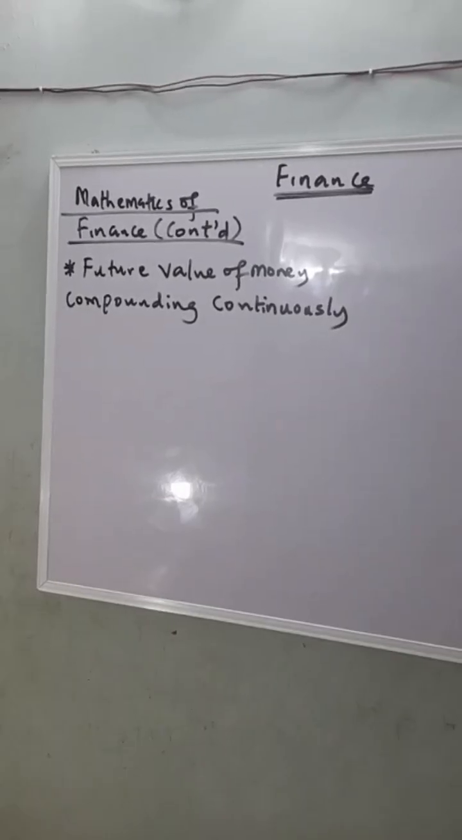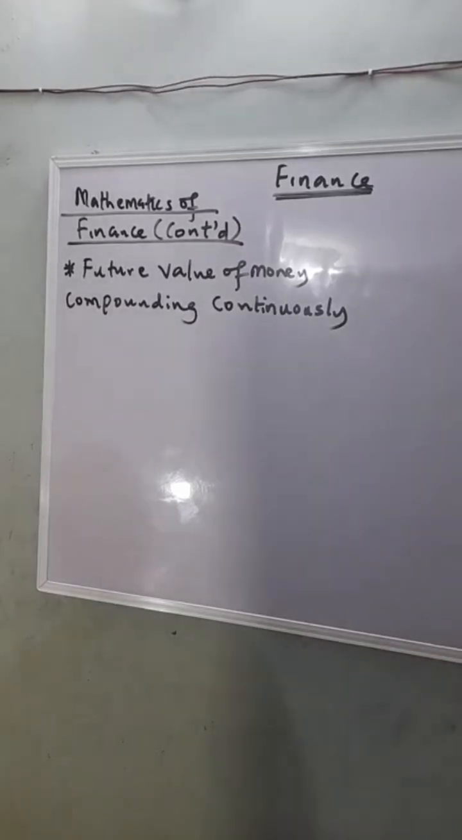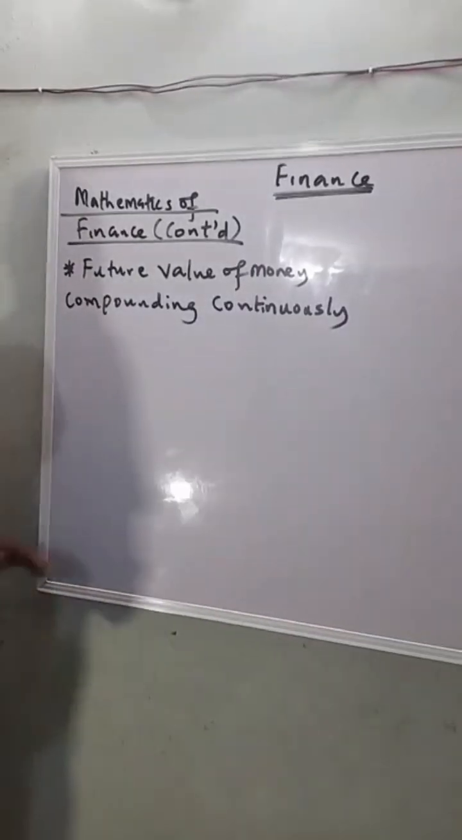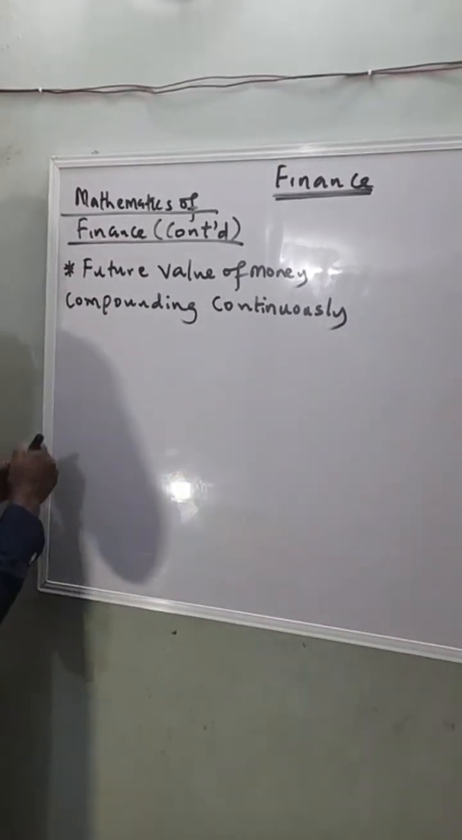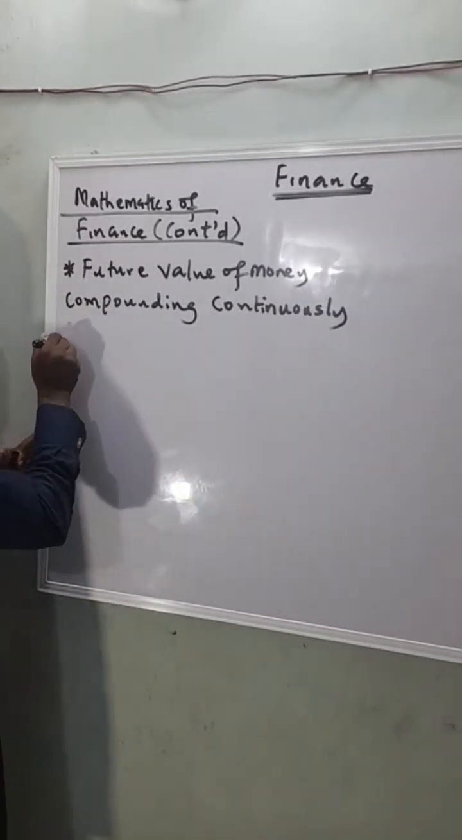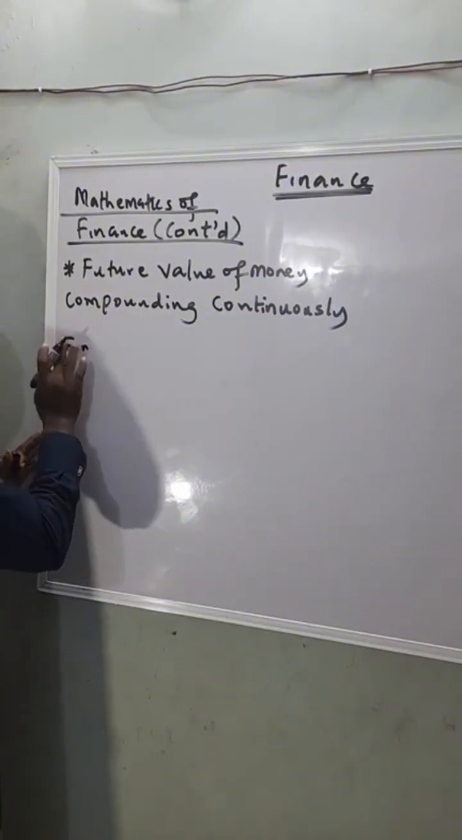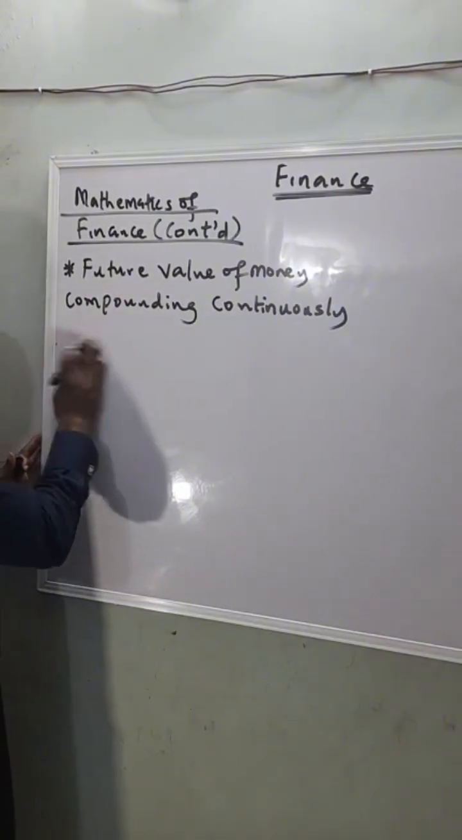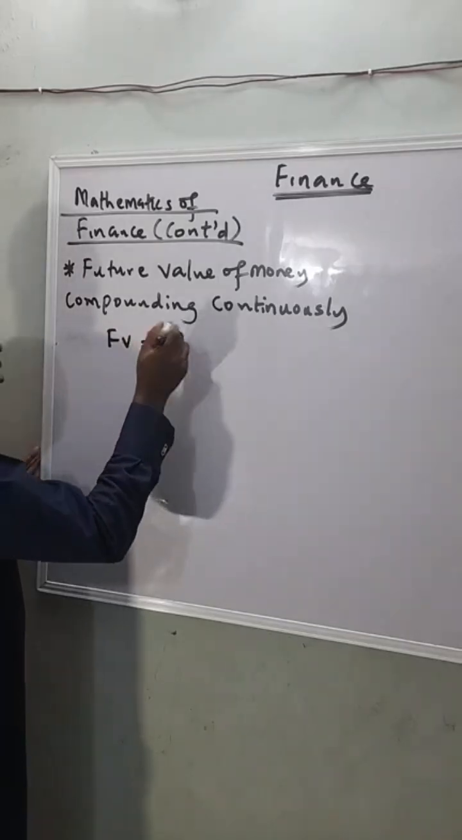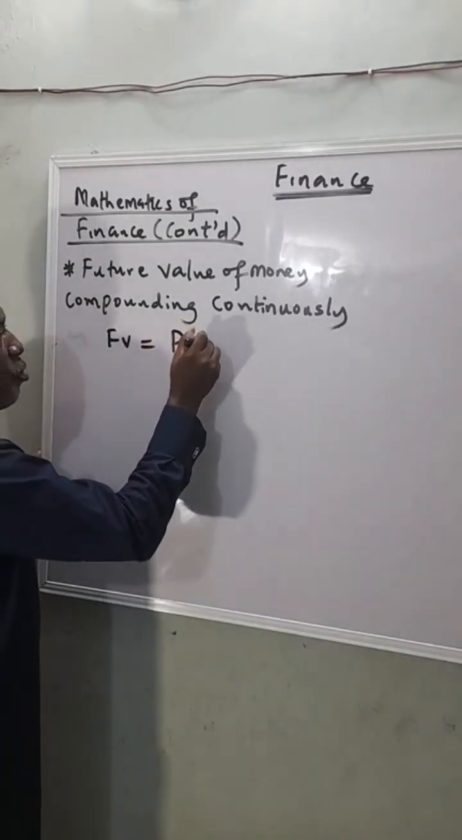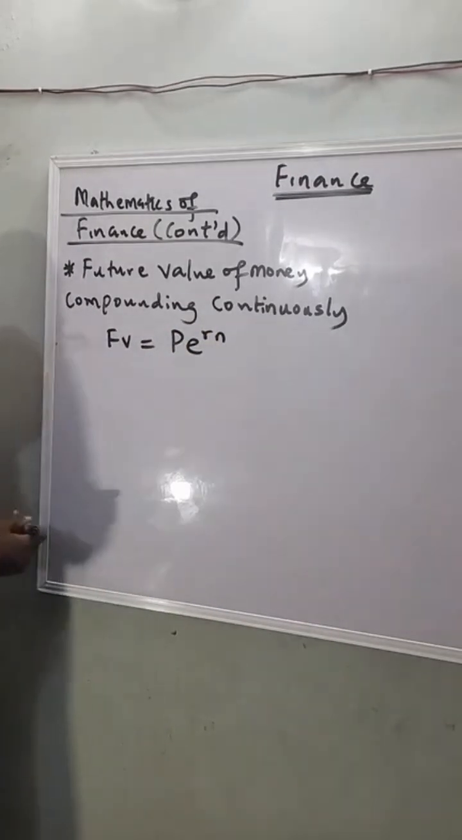We are moving on to finance. We want to look at future value of money, compounding continuously. Examination question can come like this. Continuously has a formula. This is what the formula will look like: future value equals P times e raised to the power of rN.